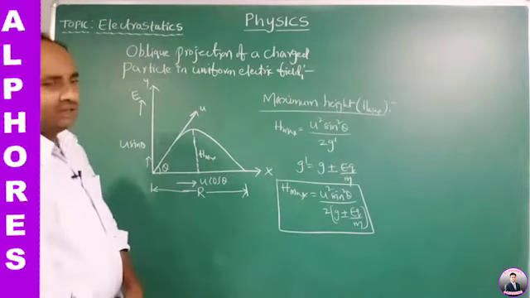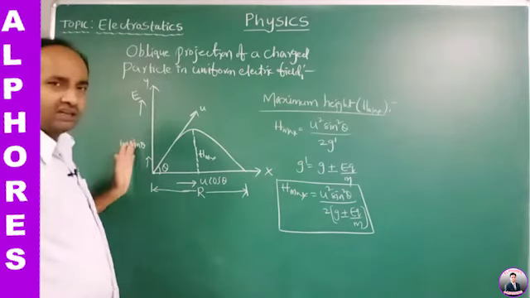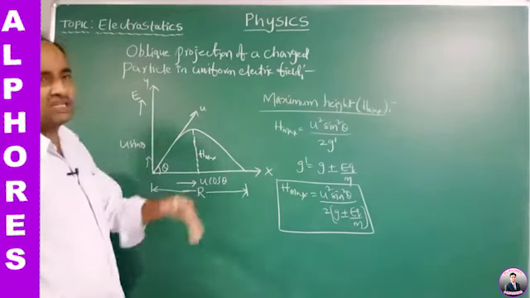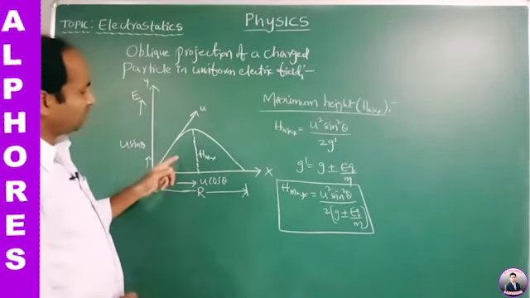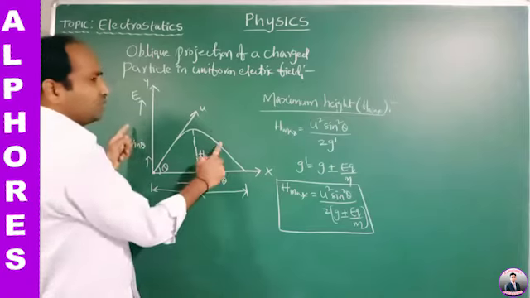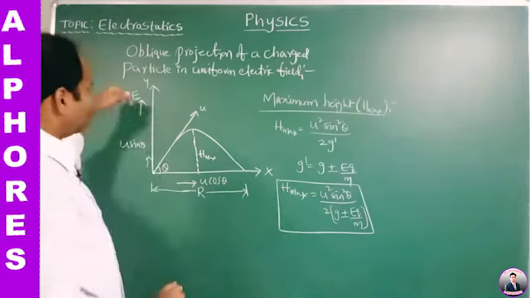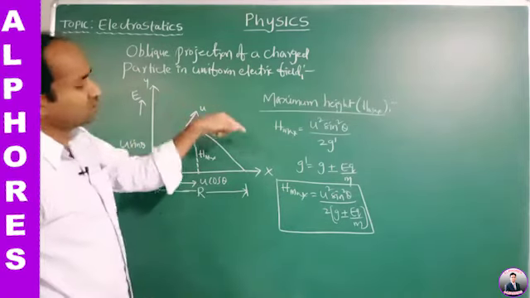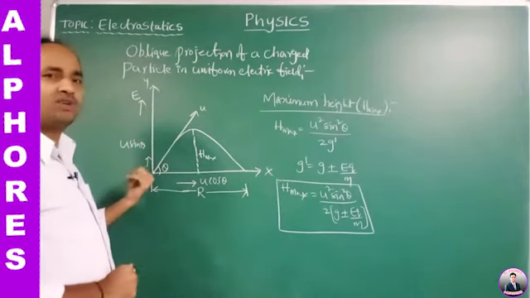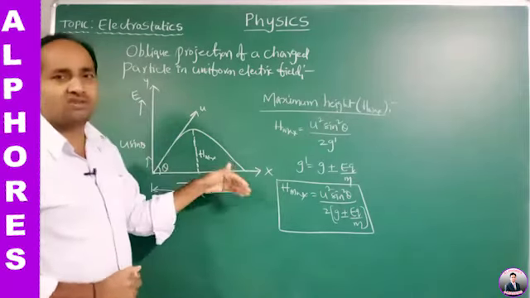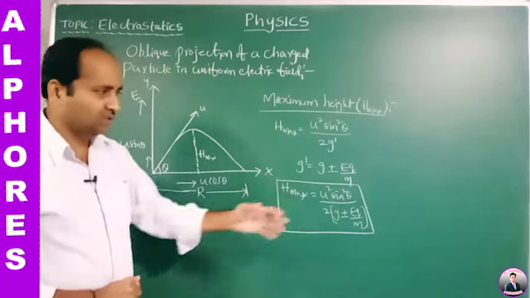In the same way, if the electric field is directed downwards and a negative charge is projected, the force on a negative charge is opposite to the electric field, upwards, while gravity is downwards, so again you should take minus. If the electric field is downwards and a positive charge is projected, the force is also downwards. Gravitational force is downwards and electric force is also downwards, so again you should take plus.